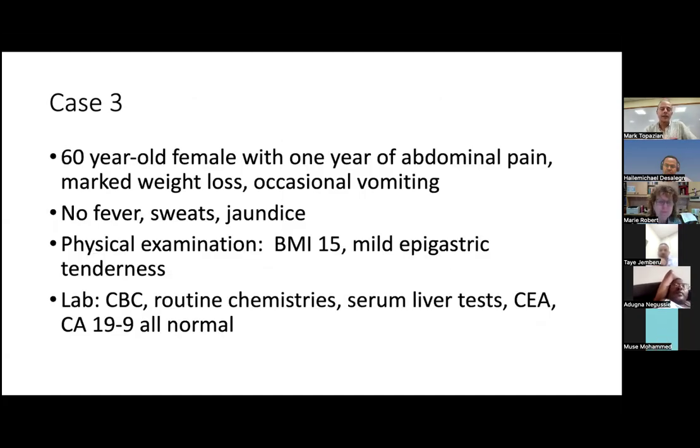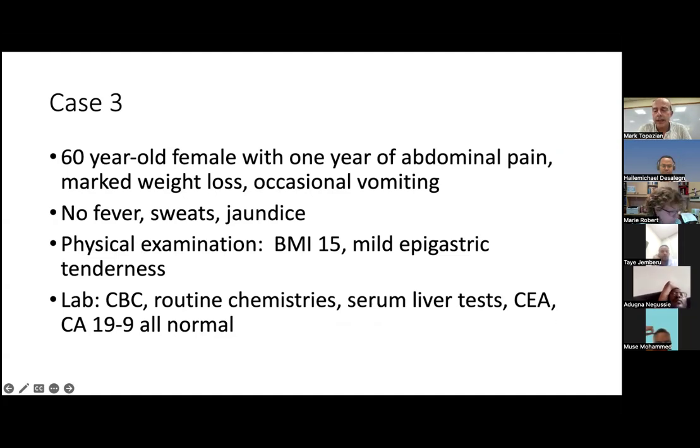Okay. All right. So on to case 3. This is a 60-year-old woman who had 1 year of abdominal pain, really marked weight loss, and occasional vomiting. She had anorexia, but she had no fever, no sweats, no jaundice. On physical exam, her BMI was 15. She had some mild epigastric tenderness, no other exam findings.